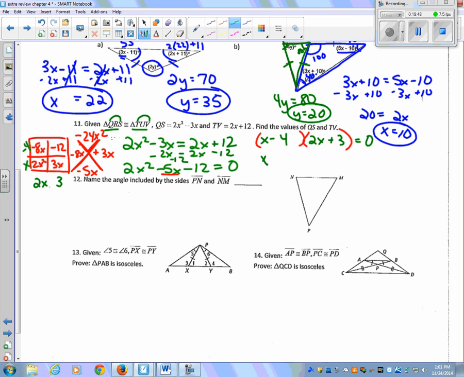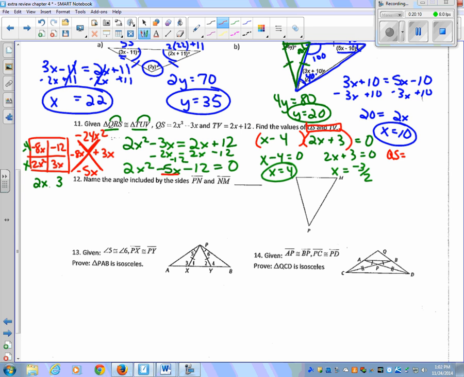So when we solve for x, set them both equal to 0, and we get x equals 4 and x equals negative 3/2. When we plug both of these in, they actually both work. So we want the values of QS and TV.